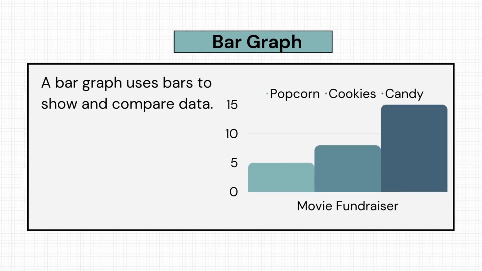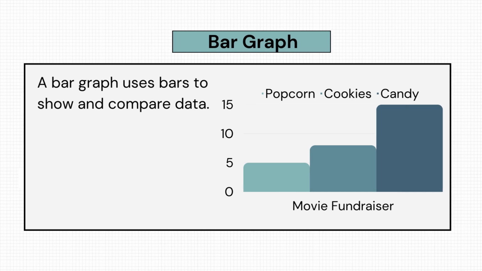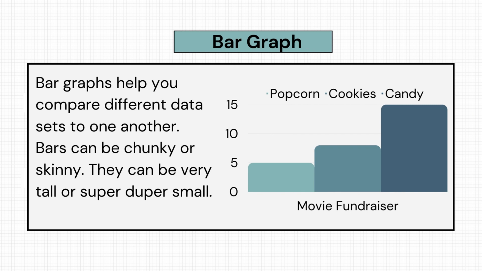The next important graph is bar graph. A bar graph uses bars to show and compare data. Bar graphs help you compare different data sets to one another. Bars can be chunky or skinny. They can be very tall or super duper small.